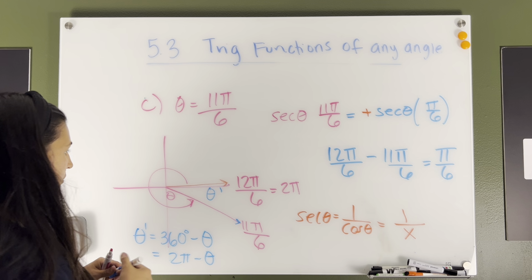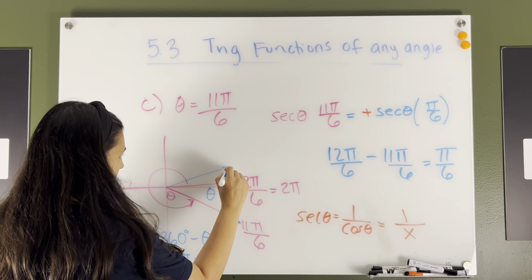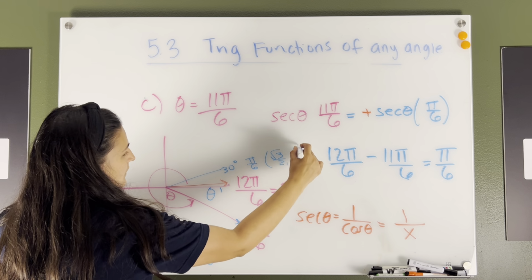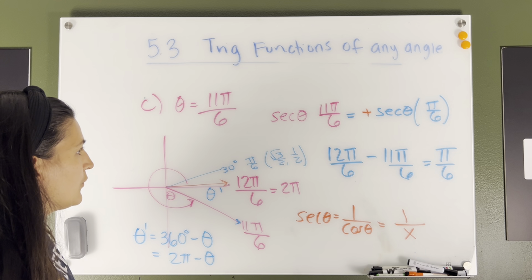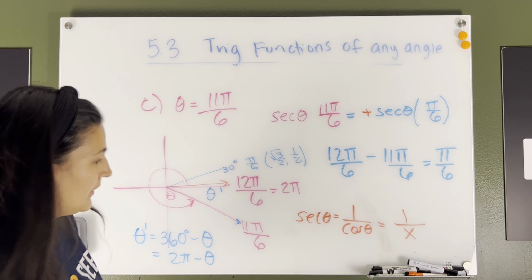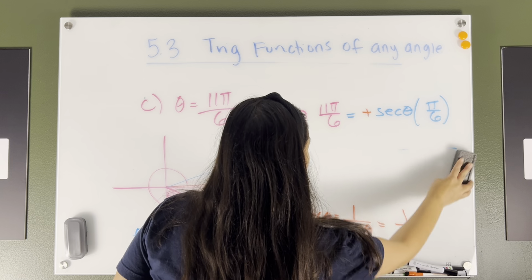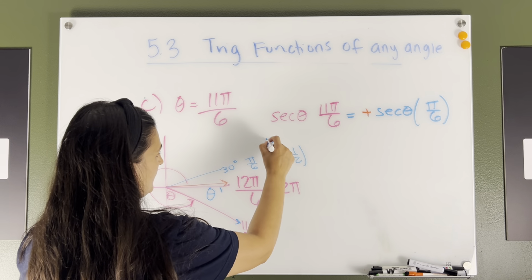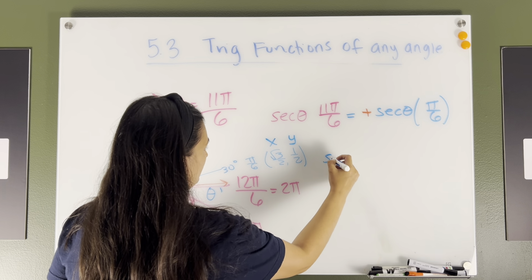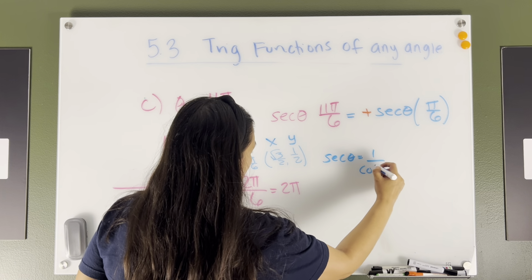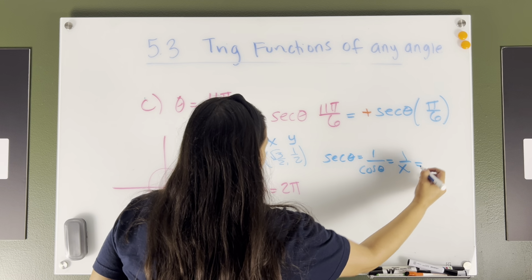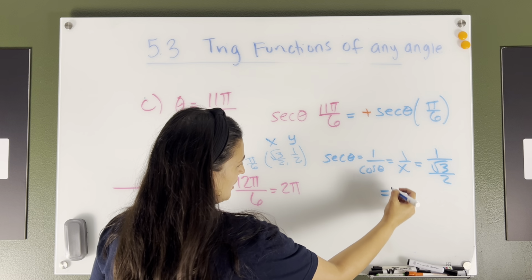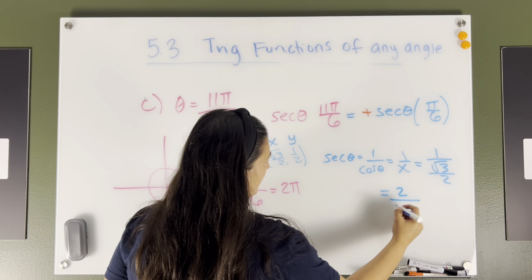Pi over 6, you should be able to know where it's at. Pi over 6 is 30 degrees. And so what is 1 over cosine? I'm going to erase this now that we have it. So 1 over cosine, or in other words, 1 over x, is 1 over the square root of 3 over 2. And of course, you're going to do keep, change, flip. That's going to be 2 over the square root of 3.